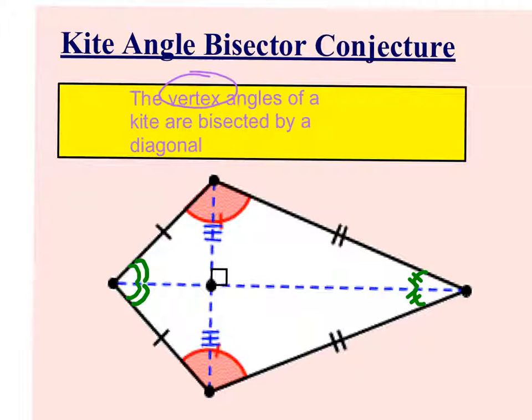The vertex angle is between two congruent sides. So this would be a vertex angle. It says it's bisected by the diagonal, so the two parts on this side and this side are congruent. And the same is true with this angle. It is also bisected. Let's look at how we use these two conjectures to solve problem number 5.